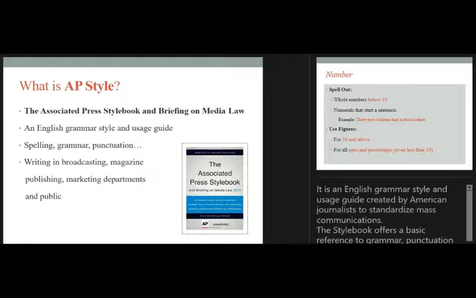So what is AP Stylebook? AP Stylebook refers to the Associated Press Stylebook and Briefing on Media Law. It's an English grammar style and usage guide created by American journalists to standardize mass communication. And the Stylebook offers a basic reference to spelling, grammar, punctuation, and so on. And it's usually used in writing in broadcasting, magazine publishing, marketing departments, and public relations.